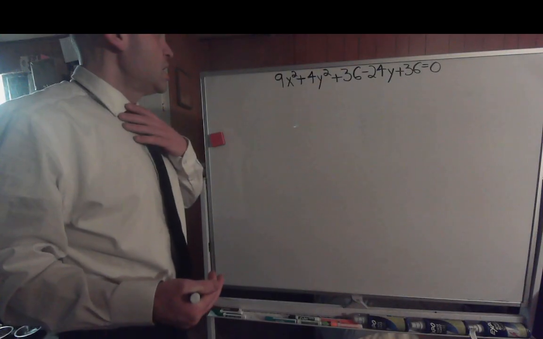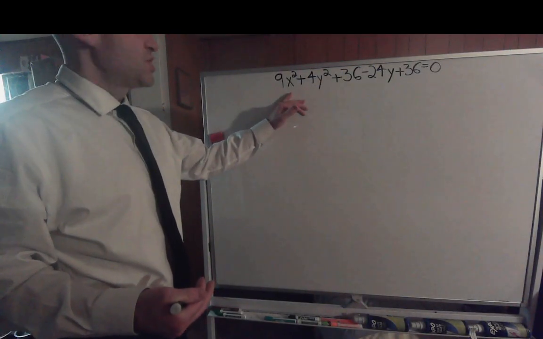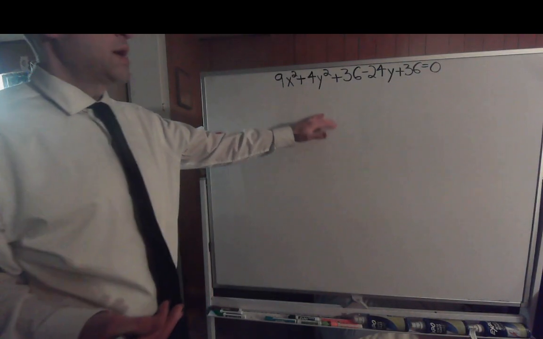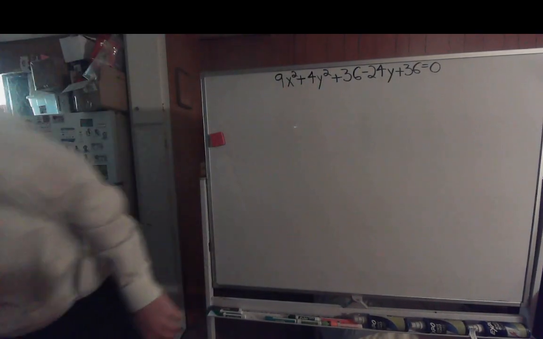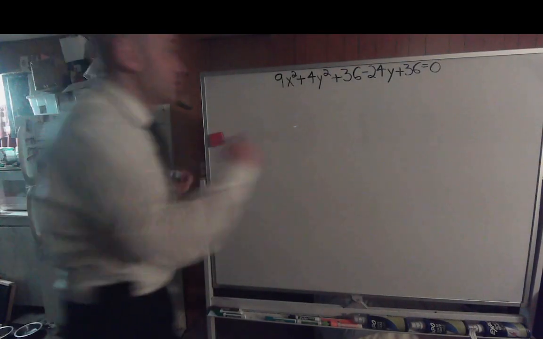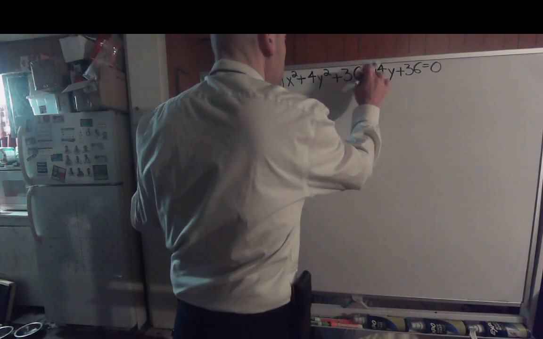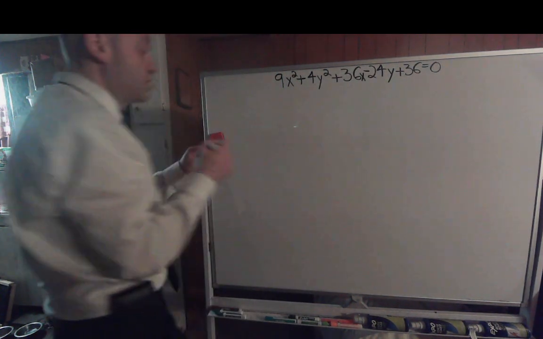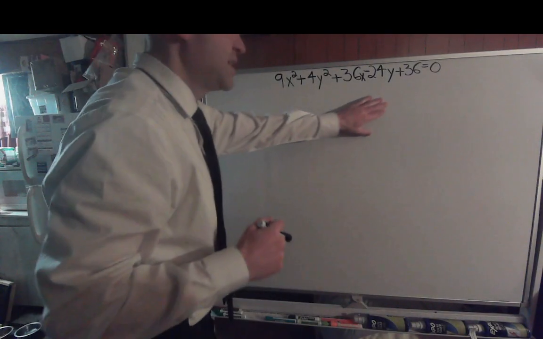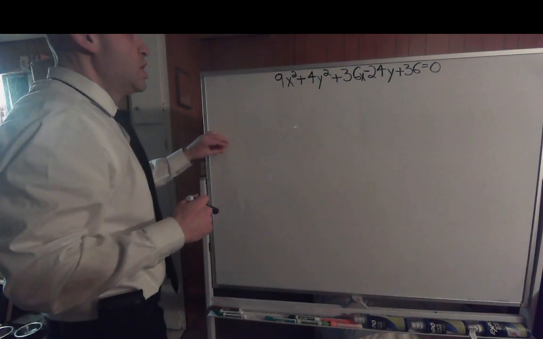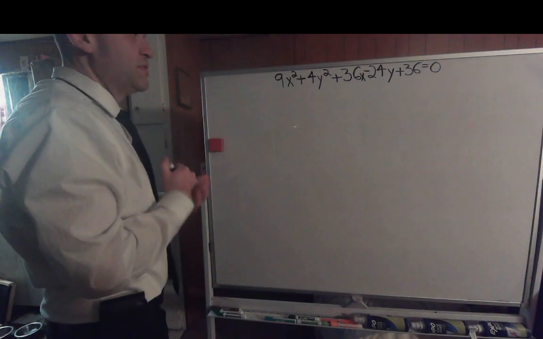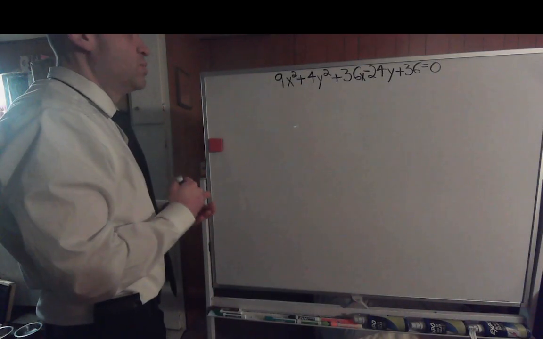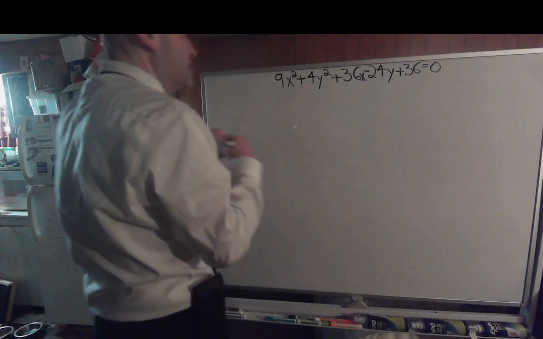So here we have 9x squared plus 4y squared plus 36x minus 24y plus 36 equals 0. Well, it's definitely kind of jumbled up. So what you want to do is get all your variables together first.